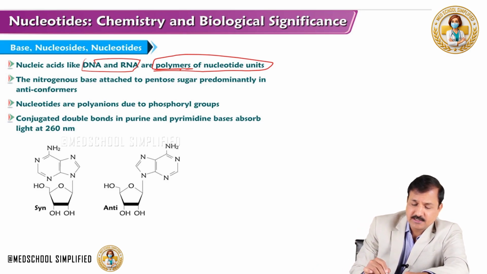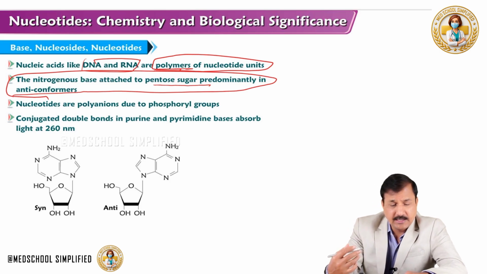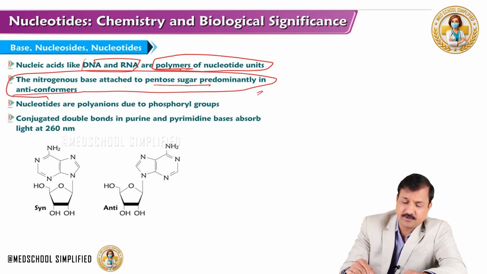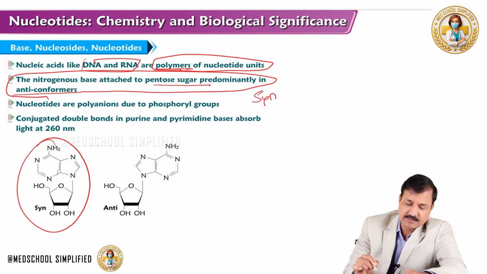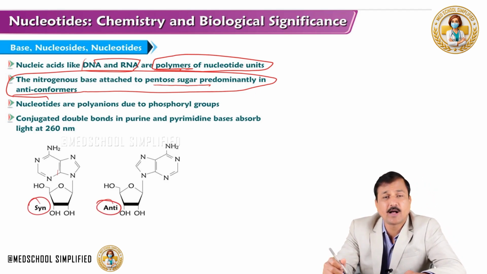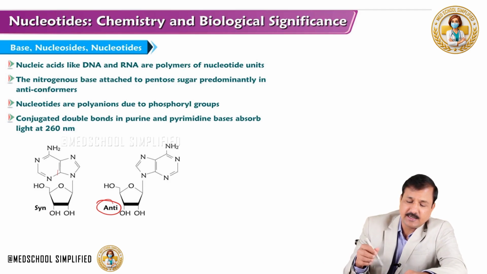Now, the nitrogen bases are attached to a pentose sugar predominantly in the anti-conformer, which is the most common one. Although the nitrogenous base can be attached to the pentose sugar in both conformers, the syn conformer and the anti-conformer, shown here. So this is how a base can be attached to sugar, syn and anti, but the anti-conformer is more common than the syn conformer. Remember that.